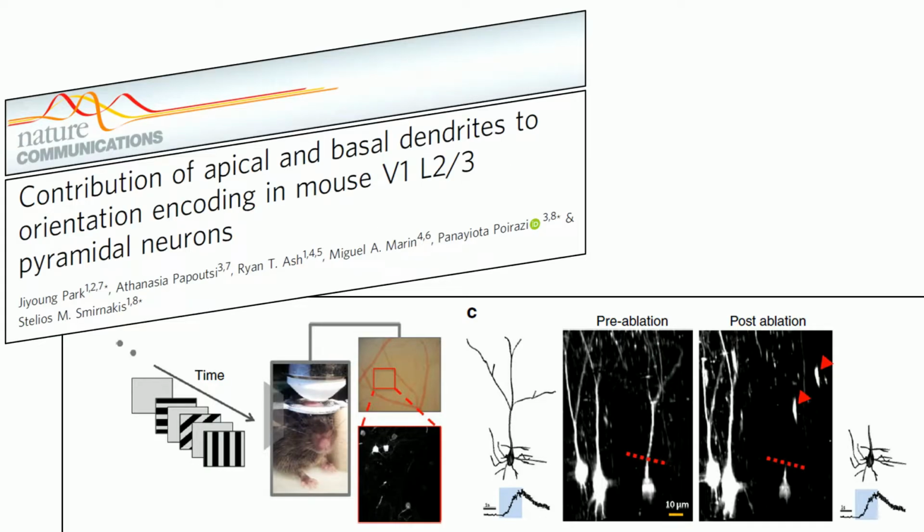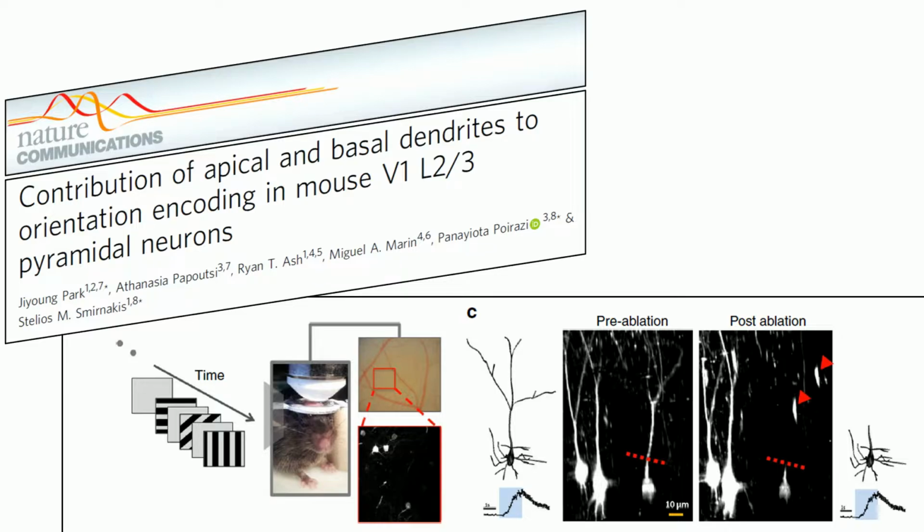This time we are covering this 2019 paper from Park et al., entitled Contribution of Apical and Basal Dendrites to Orientation Encoding in Mouse V1 Layer 2-3 Pyramidal Neurons. This is a really fascinating paper that uses a brute force technique that literally chops off parts of a living neuron to see how its tuning is affected.